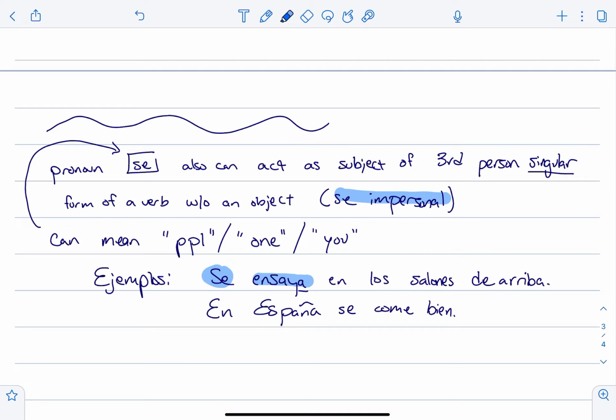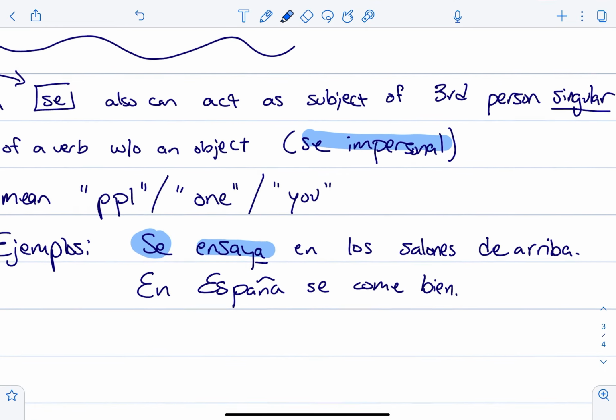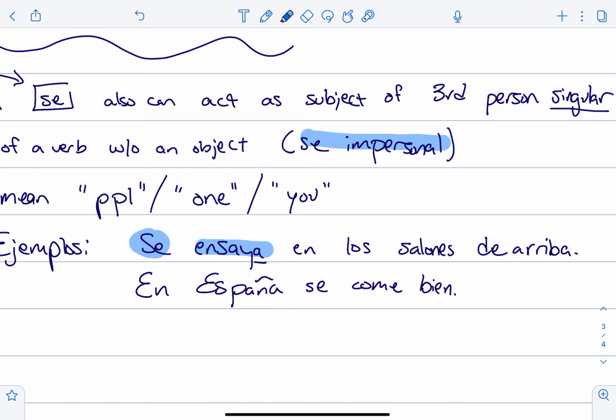So it doesn't really say who is practicing in the upstairs rooms, it's just something that is done. People practice in the upstairs rooms. You practice in the upstairs rooms. En España se come bien. In Spain, one eats well. In Spain, people eat well. In Spain, you eat well. It doesn't have a particular person that's actually doing it. It's just a general, impersonal saying what happens in Spain.